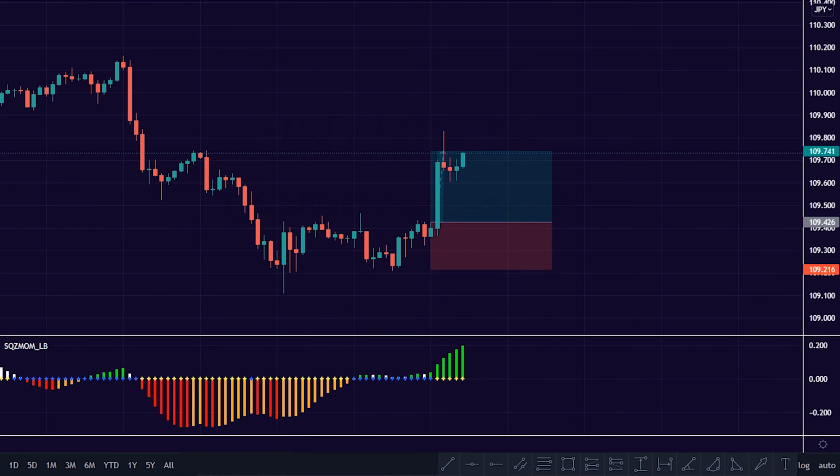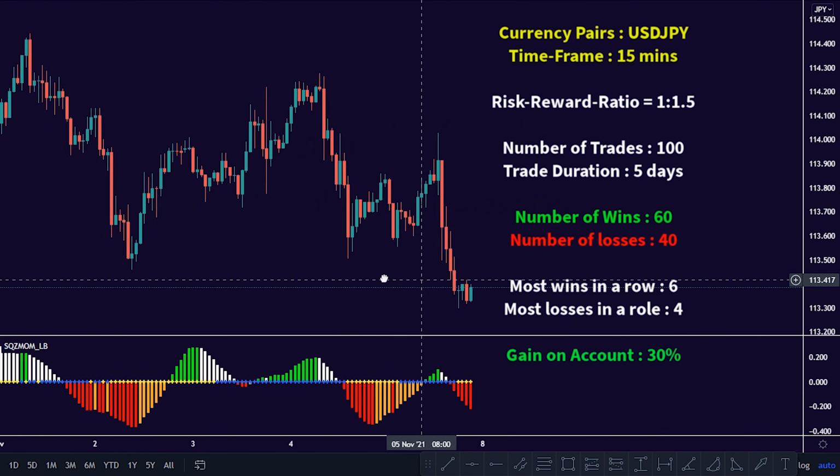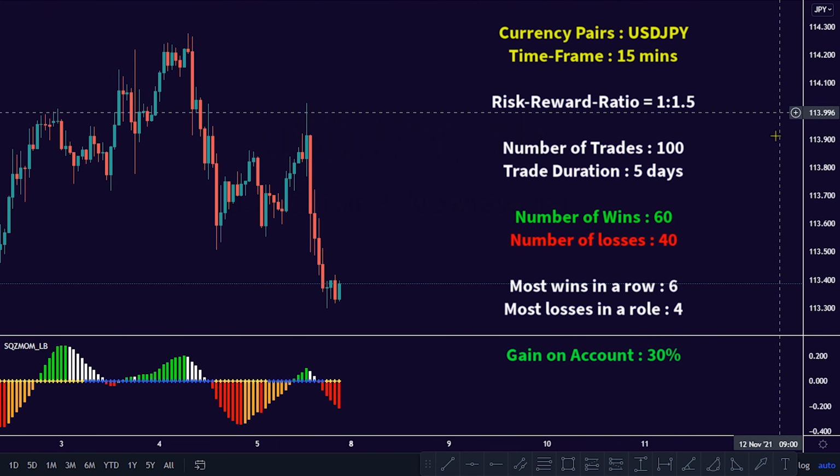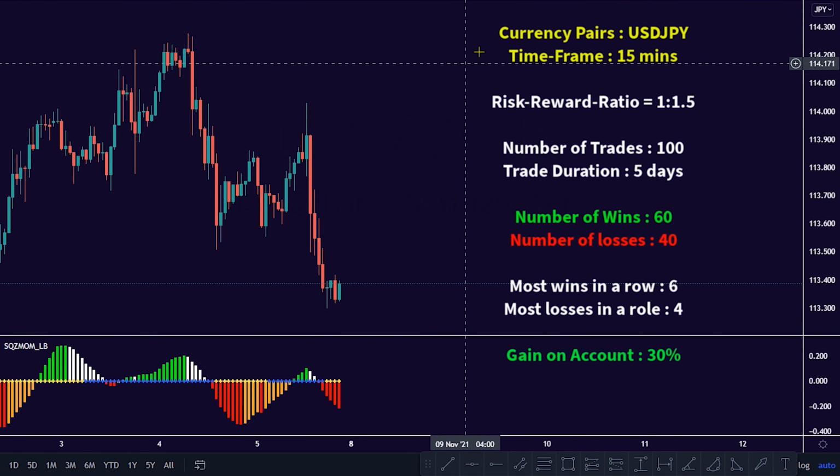Here are my 100 times back-tested trading results in a row based on this trading concept on the 15-minute time frame of the USD Japanese yen. I implemented the 1 to 1.5 ratio. That was on 100 trades for 5 days.